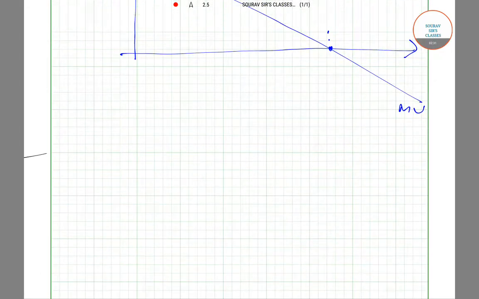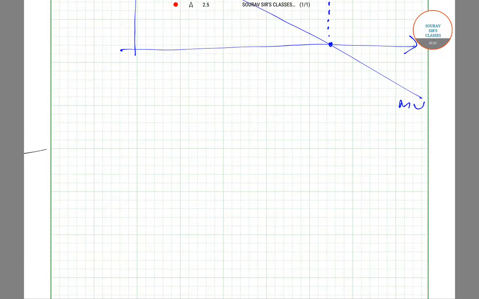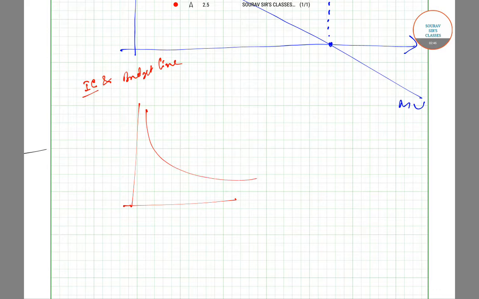Now the second diagram comes into play, and this is a very important one, IC and budget line. Normal this type of diagram you have seen like this. This is your IC, this is the budget line, and this is the point of tangency. That's it, your job is done. But there is a special condition.